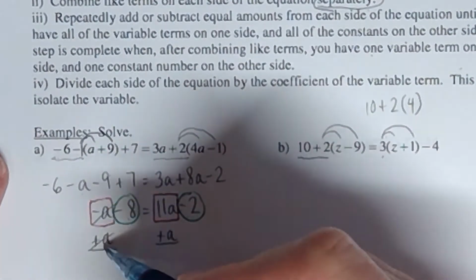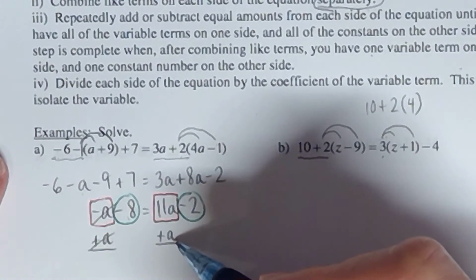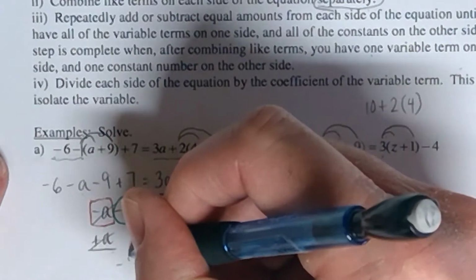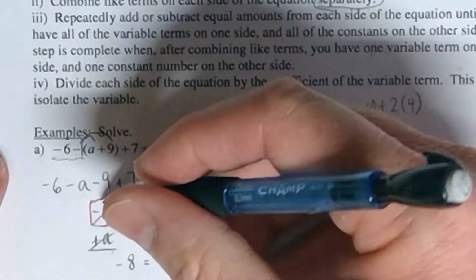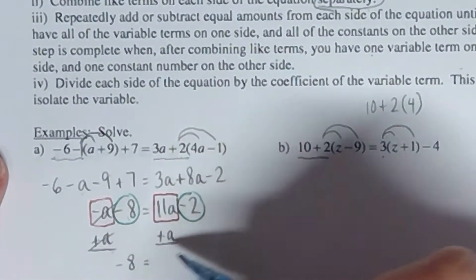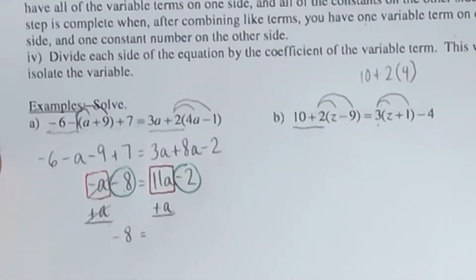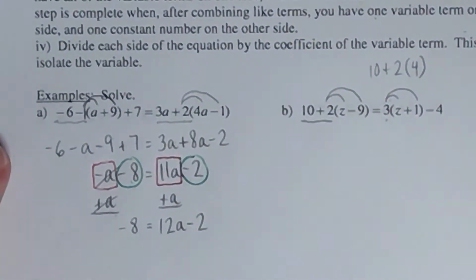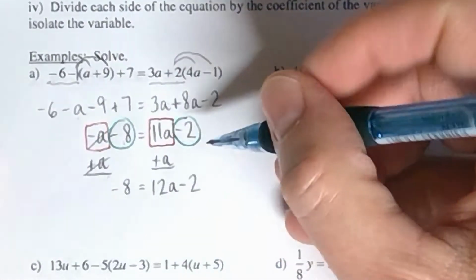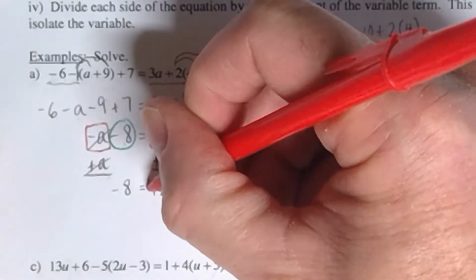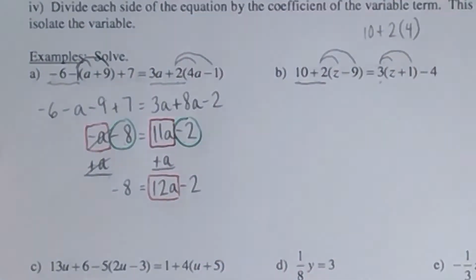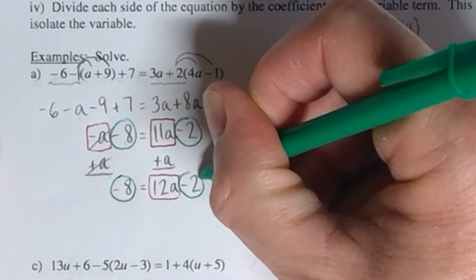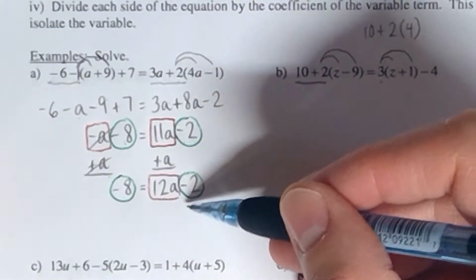You need to combine like terms when you add or subtract the same amount to each side. But combining like terms there makes that cancel. That essentially makes the negative a term move, because it cancels out from the left. It moves from the left side to the right side. And we end up with, if I combine like terms on the other side, 12a minus 2. We now have a one variable term, but we still have two terms that don't have the variable in it. So those ones need to be moved to the opposite side.